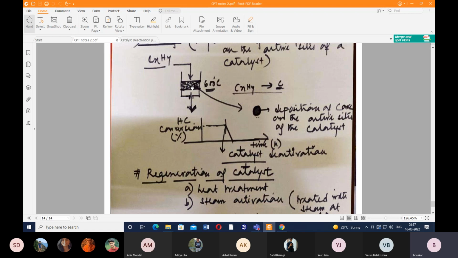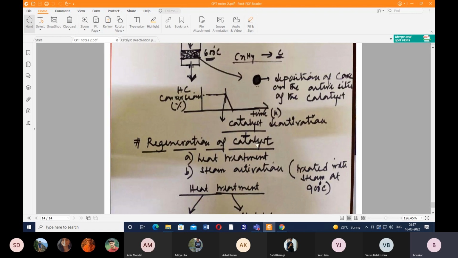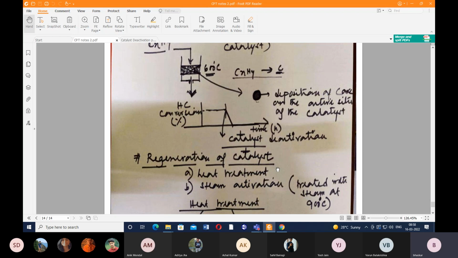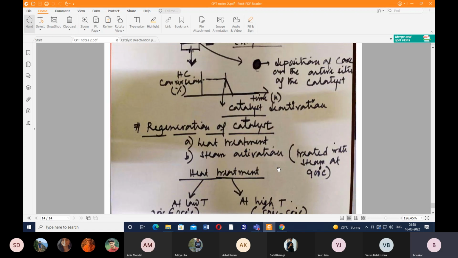So when we have a coking issue, we'll have to go for the regeneration. That means we'll have to take out the catalyst particles from the bed. We'll have to disconnect everything, and it takes time. Regeneration is also a time-consuming process. But when you have a coking issue, we can do nothing but regenerate the catalyst if we want to use that catalyst again. So this was all about the regeneration of the catalyst.